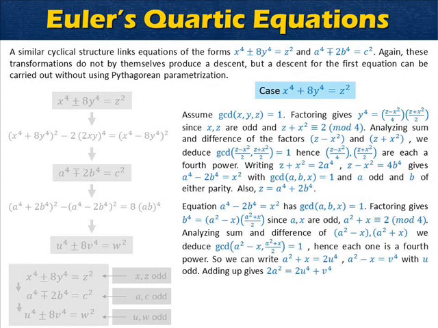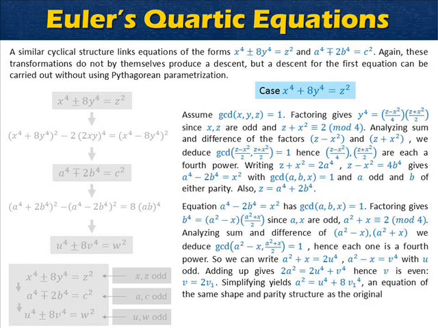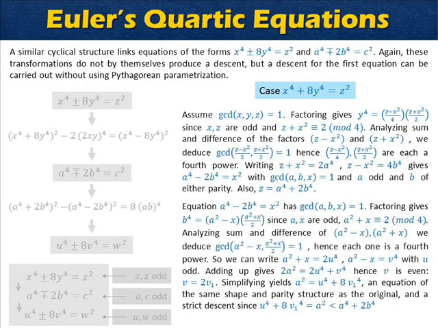Adding up gives 2 times a squared equals 2 times u raised to the fourth plus v raised to the fourth. Hence, v is even, so we write v as 2 times v sub 1. Simplifying yields that a squared equals u raised to the fourth plus 8 times v sub 1 raised to the fourth, an equation of the same shape and parity structure as the original, and a strict descent, since u raised to the fourth plus 8 times v sub 1 raised to the fourth equals a squared, which is smaller than a raised to the fourth plus 2 times b raised to the fourth, which equals z, which is smaller than z squared, which is x raised to the fourth plus 8 times y raised to the fourth.